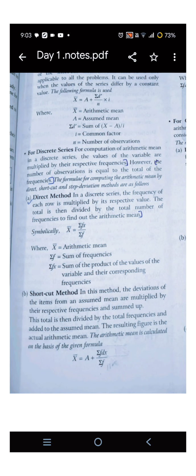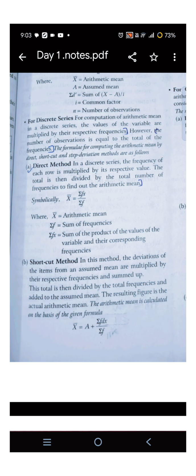For the individual series, we have discussed. Then we are going to discuss the discrete series. For the computation of the arithmetic mean in a discrete series, the values of the variables are multiplied by the respective frequencies. The number of observations is equal to the total number of frequencies. The formulas for computing the arithmetic mean by the direct, shortcut, and step deviation methods are as follows.